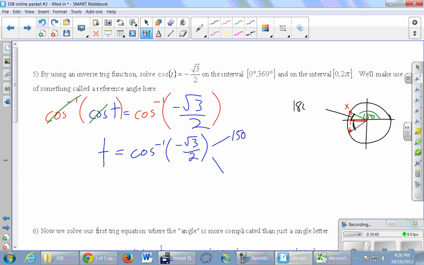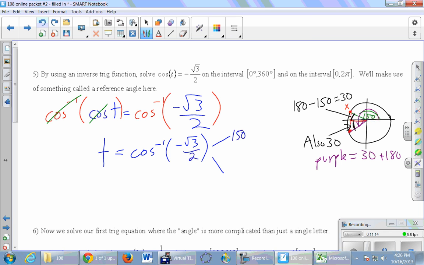So how do we do it? Well, we did 180 and then subtract off the answer we got. So if that's 30, then that means that this one is also 30, which means that purple, let's bring it back, must equal the 30 that we just found. That's called the reference angle, plus 180. That's this part plus this part. Try it again. There's the 180. There's 30 more, so there's our 210.